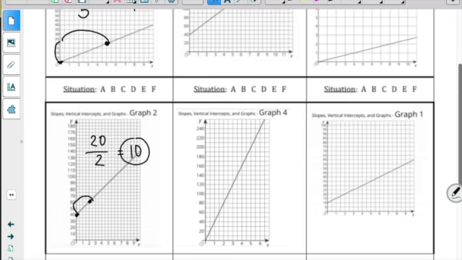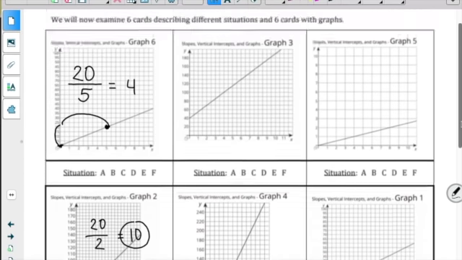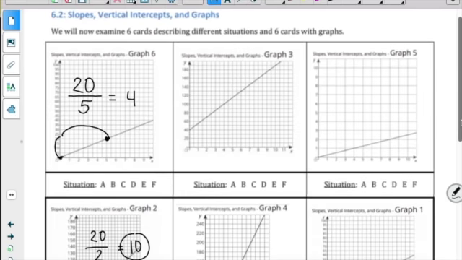Keep going and see if there's any more. Okay, graph 3. Looking for a perfect point. Okay, I see one at, looks like (2, 70). So over 2, up right here, that will be (2, 70).